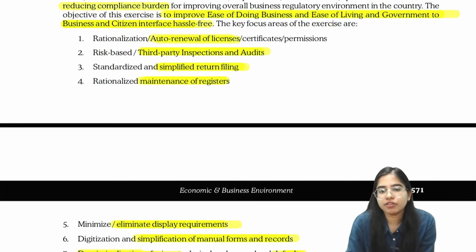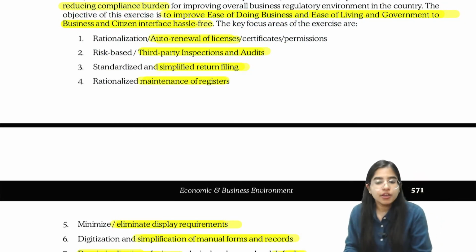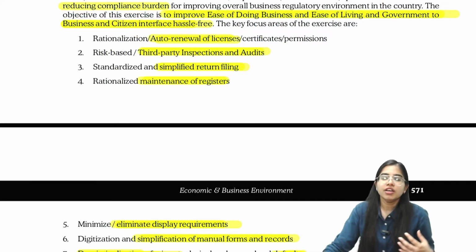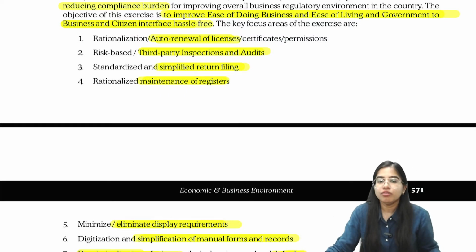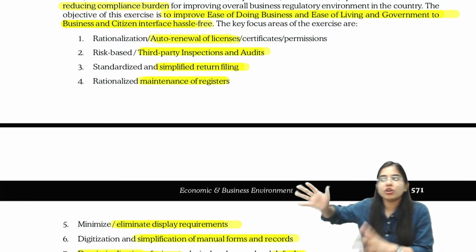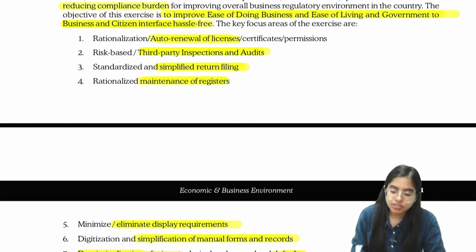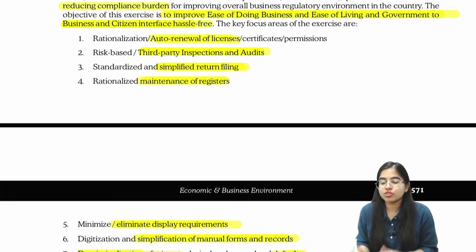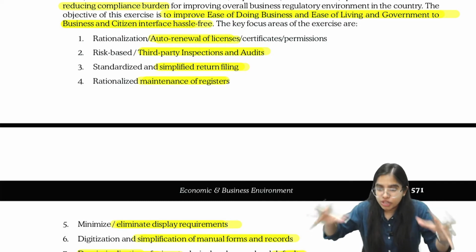What initiatives are taken? Auto renewal of license. Let's say a license is usually provided for 1 year, 3 years, or 5 years. After 5 years your license will expire, so you don't have to go for renewal. Automatically, after 5 years, your license will renew. Auto renewal of license. Third party inspection and audit. Government is not always free to do inspection, checking, and audit.